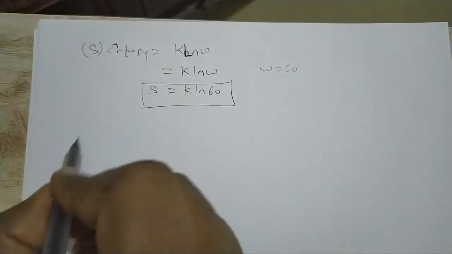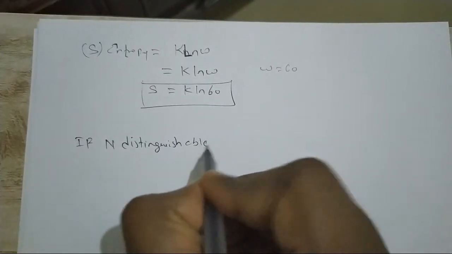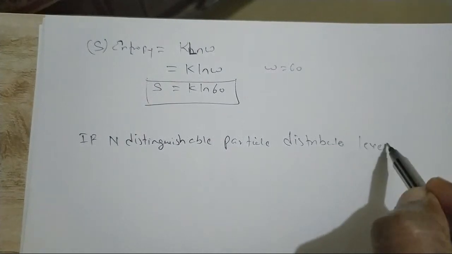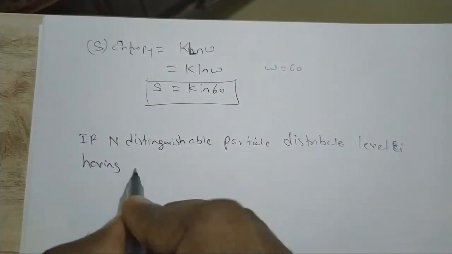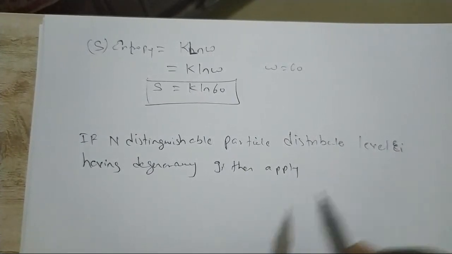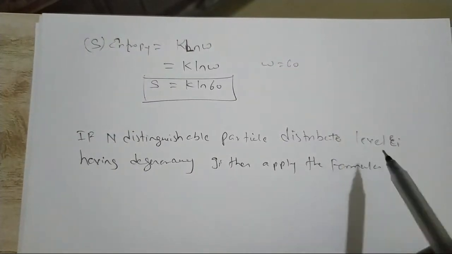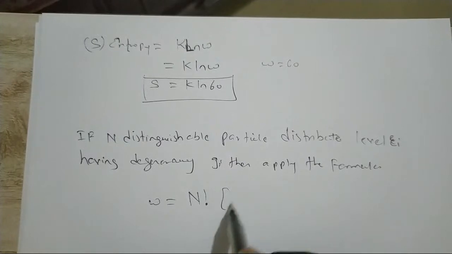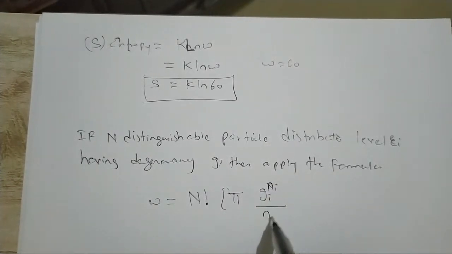Now next we see, if n distinguishable particles are distributed in level Ei having degeneracy Gi, then apply the formula. Means if n distinguishable particles are distributed in the level Ei having degeneracy Gi, we calculate W equal to n factorial, and this is pi Gi raised to Ni divided by Ni factorial.